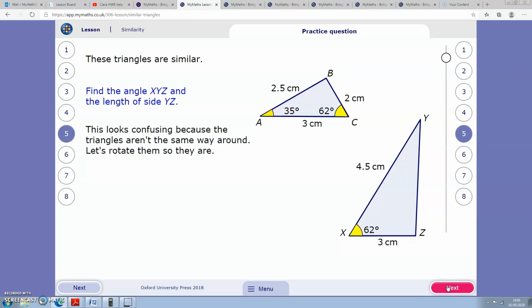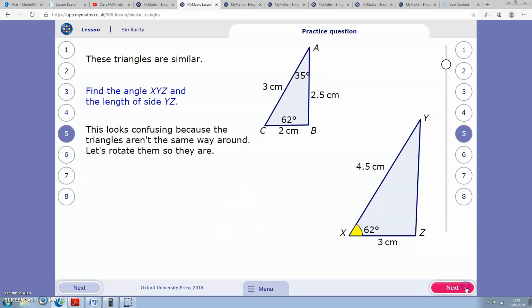It looks a bit confusing because the triangles aren't the same way around. So if you imagine we orientate that, the 62 is here. So we rotate this triangle this way around. That's the first thing we're going to do. Or alternatively, as they've done here, they've moved the other one the other way around.